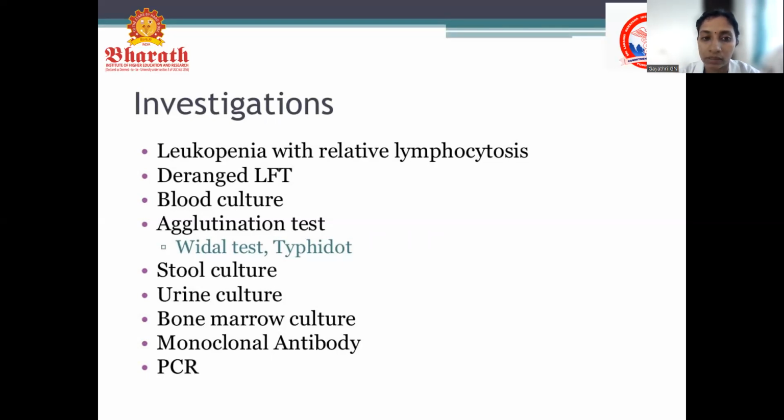When blood culture is positive, we take it as culture-positive enteric fever or typhoid fever. The gold standard culture with maximum sensitivity is a bone marrow culture, but it is not feasible in our day-to-day practice, and hence blood culture is the one that is usually done.